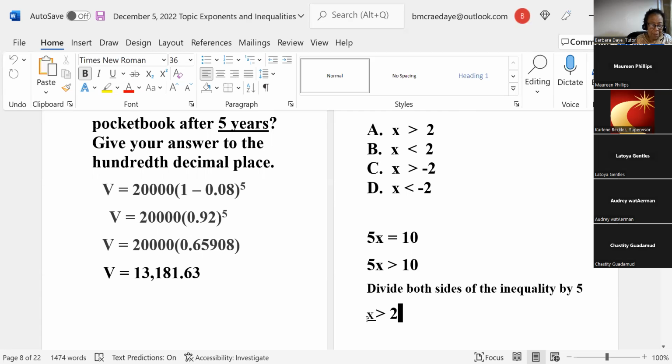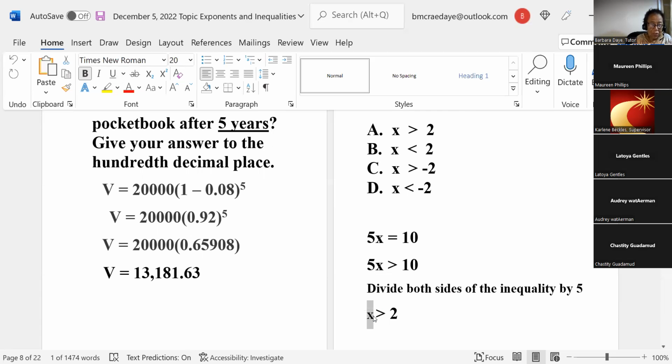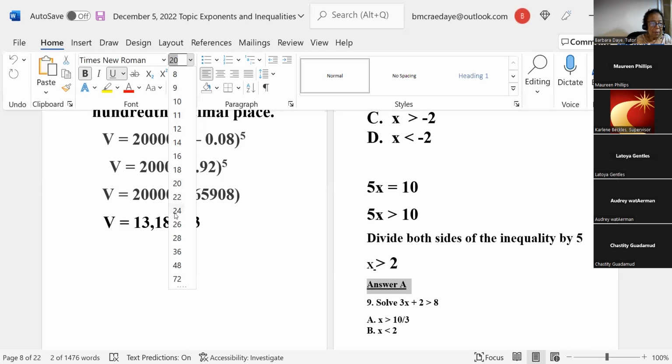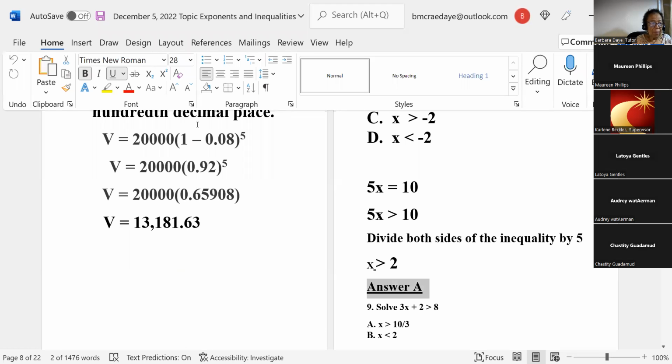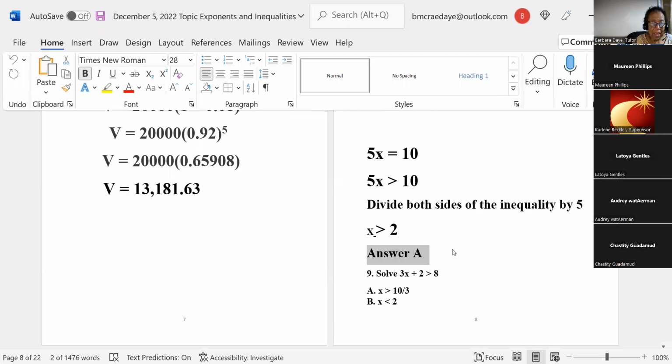So what answer would that be, Maureen? A. That's right. That's your answer. So answer A. So just remember, with the inequalities, same rules as if they were equals. Same rules, okay? What you apply to one side of the inequality, you apply to the other side. Okay, so that's answer A for 8.